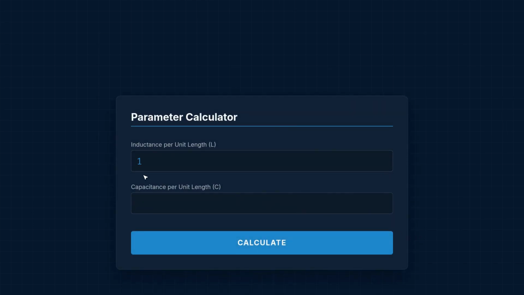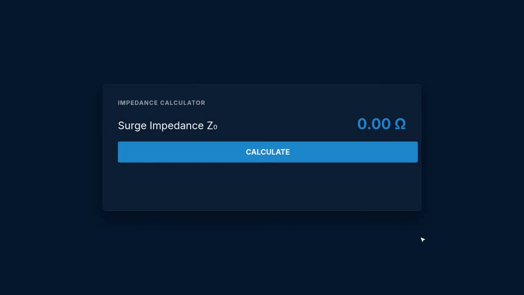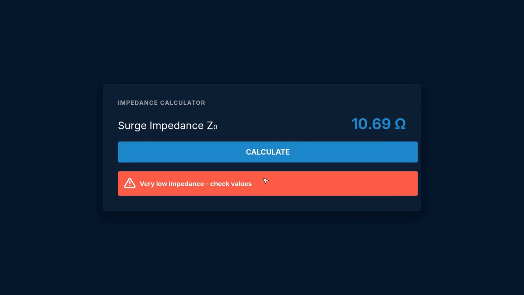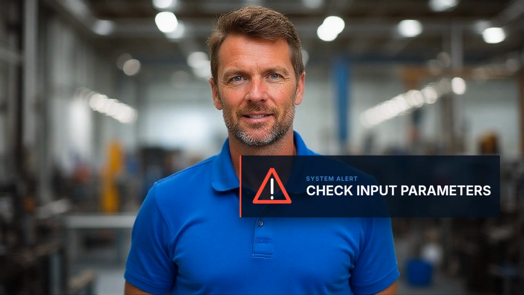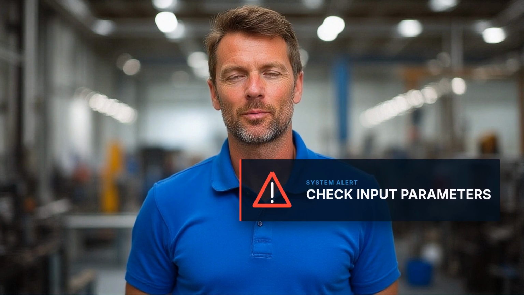I'll enter 1.2 for inductance per unit length and 10.5 for capacitance per unit length. After clicking Calculate, the surge impedance Z0 shows 10.69 ohms. The status indicates very low impedance check values, alerting us that this impedance is unusually low for typical transmission lines, suggesting we should verify our input parameters.